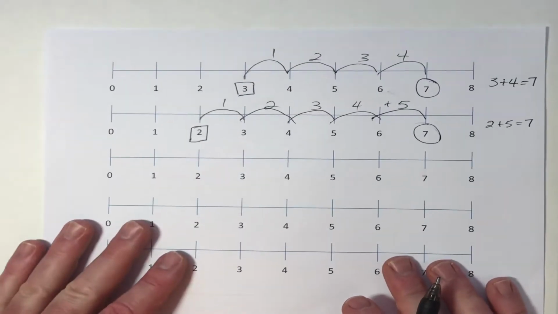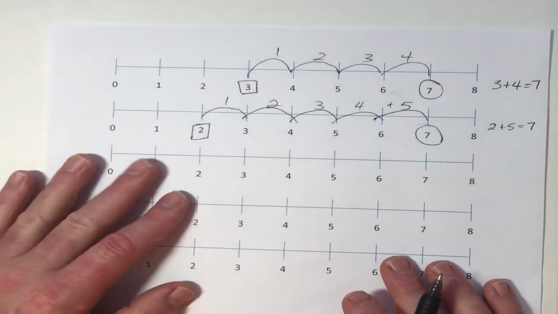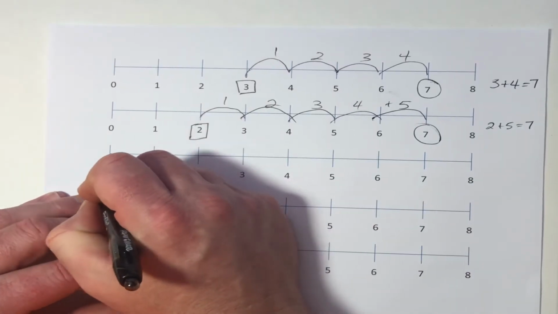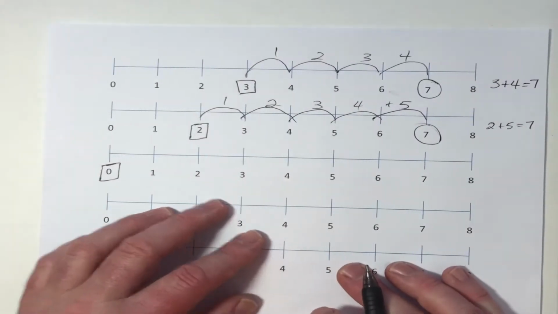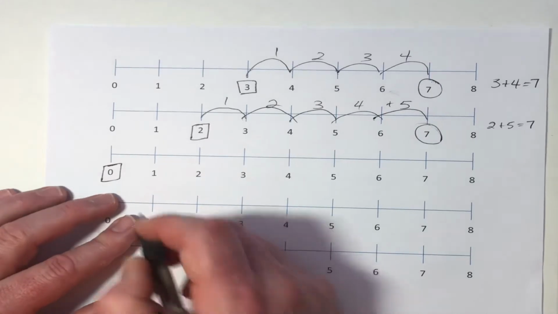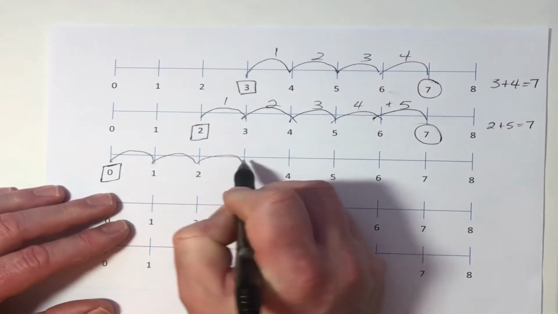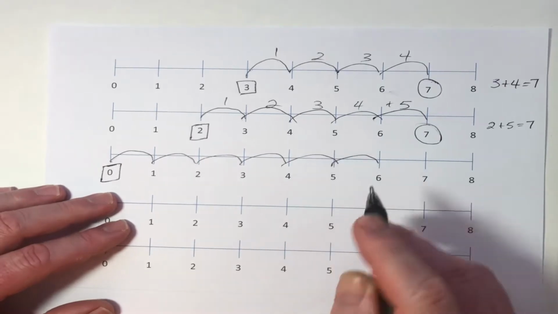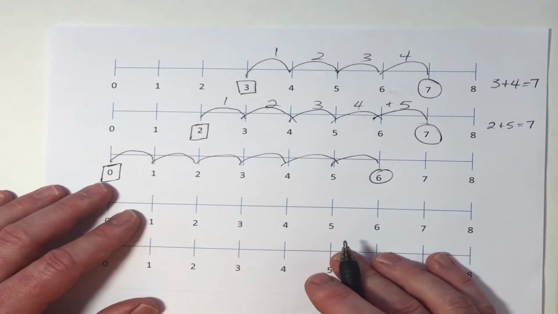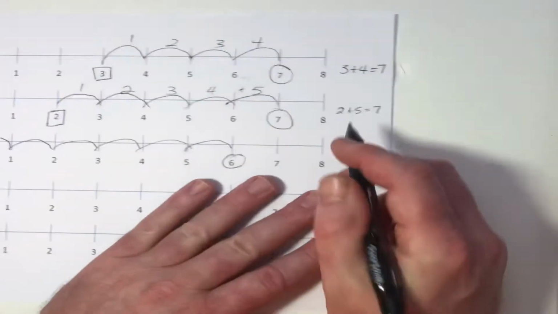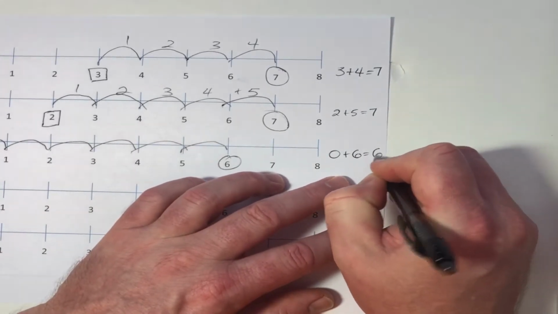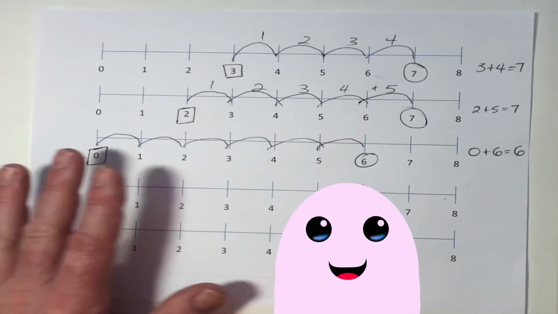Okay, let's do one more like this, okay? Let's do 0. 0 plus 6. You ready? Okay, here we go. 1, 2, 3, 4, 5, 6. 0 plus 6 is 6. How about that? Yay! So we're going to write that out to the side. 0 plus 6 equals 6. Awesome! Give yourself a high five.